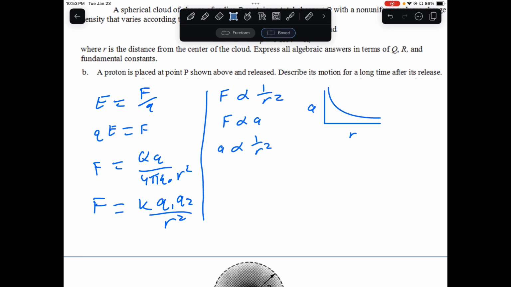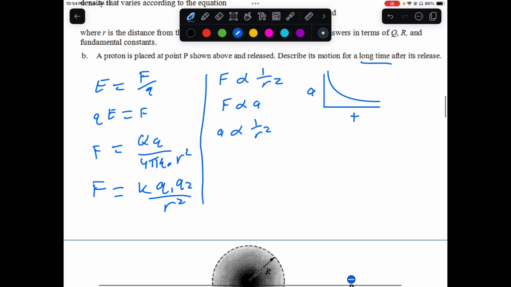Now it says describe its motion for a long time. Because it's talking about time, it's probably more appropriate to look at this as an acceleration-time graph. As the distance increases, it's going to take time for the thing to move away. So it would follow the same basic relationship if we had an a-t graph. And acceleration is the slope of a velocity graph, so the velocity graph, we could actually figure out what that would look like too.